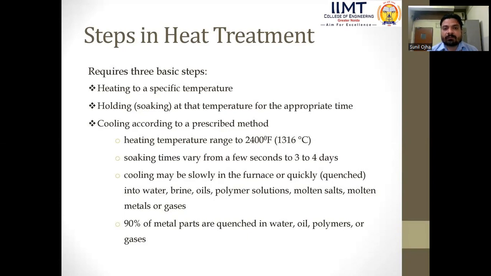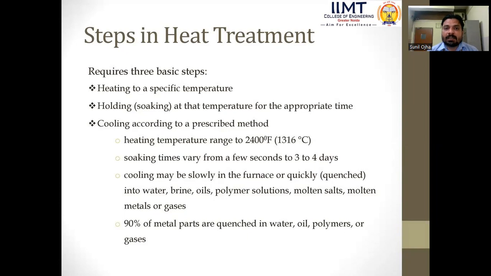Soaking time varies from a few seconds to 3-4 days, meaning holding time. And the cooling may be slow in the furnace or quick quenching. These are some different cooling rates: into water, brine solutions, polymer solutions, molten salts, molten metals or gases. 90% of metal parts are quenched in water, oil, polymers or gases.